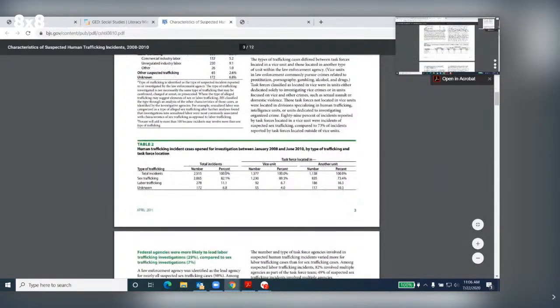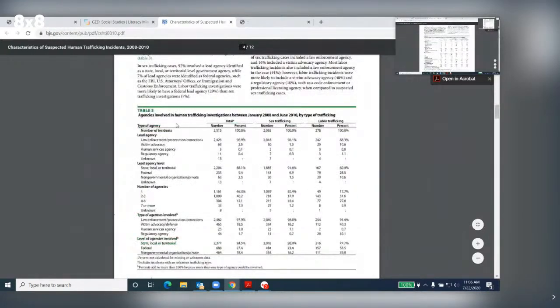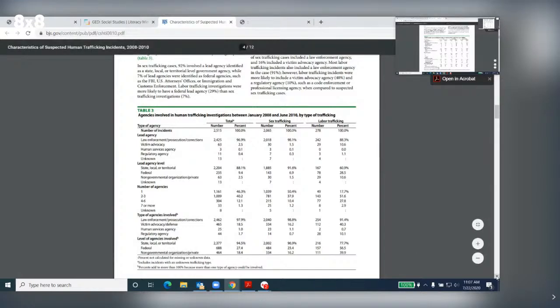So this basically talks about the total incidents, and then you have the units that investigated them. And these are the agencies involved. So you have law enforcement, victim advocacy, human services, regulatory agencies, unknown. So this just breaks down the agencies that are investigating these crimes. Okay.